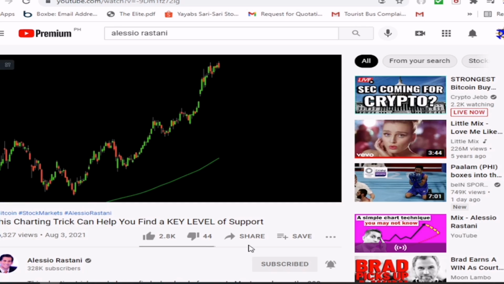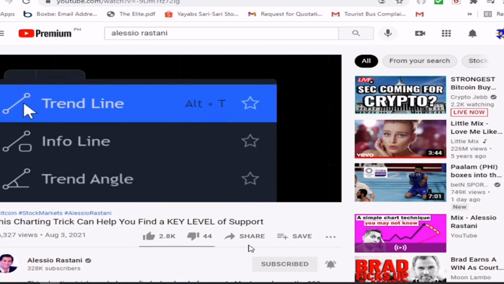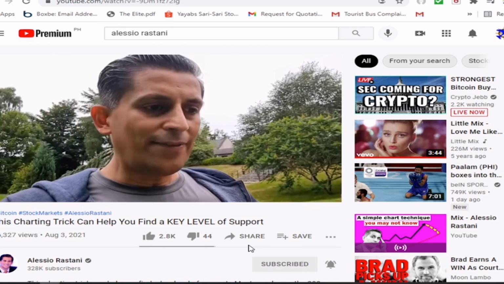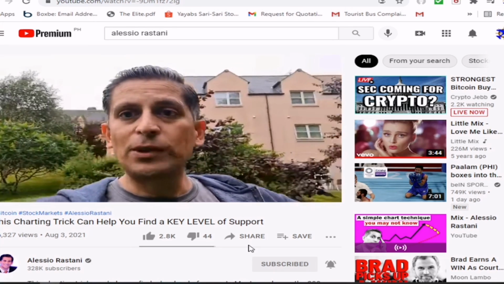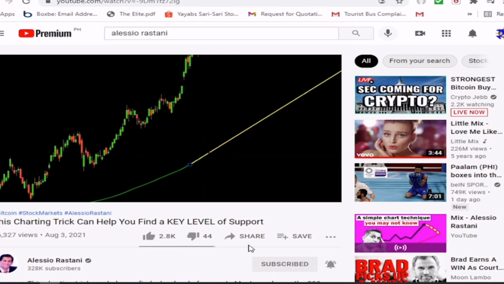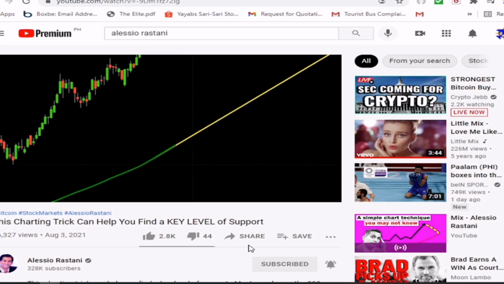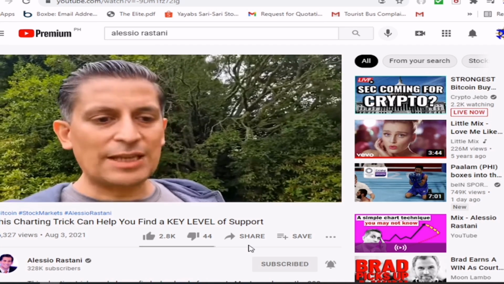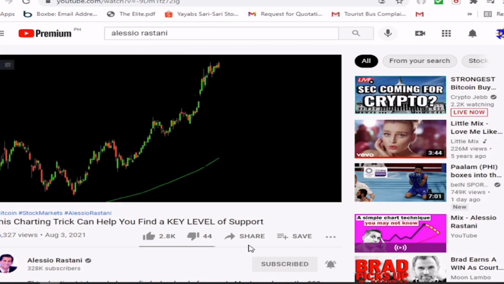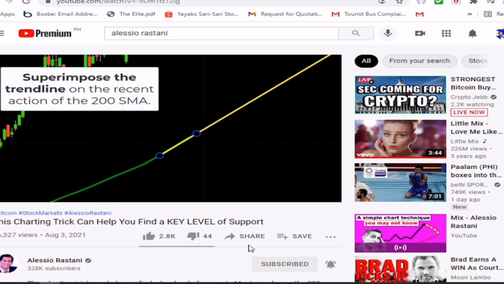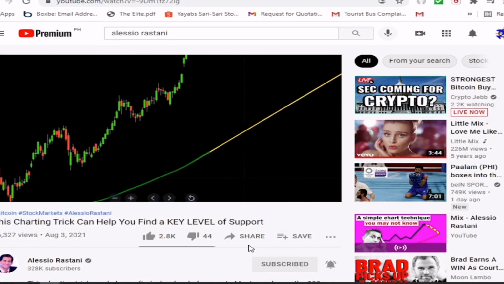So you can just grab a trend line. This is what I usually do. Just grab a trend line on the chart and then apply it. Basically what you have to do is superimpose that trend line on the 200 moving average for the last several bars. I would simply superimpose that trend line on the very recent action on the 200 moving average, or whatever moving average you're using.